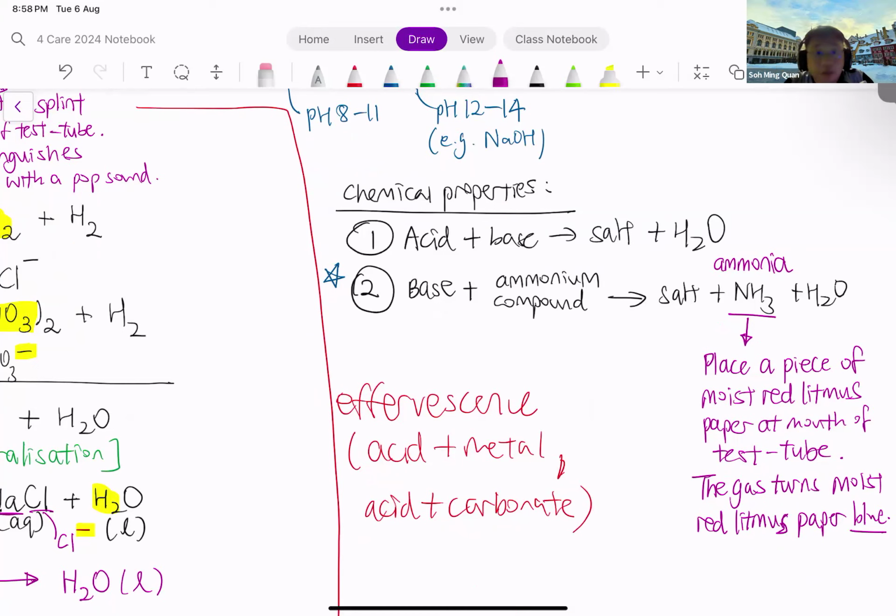Okay? Now, this reaction, many students will forget. So please try not to forget, okay? Base plus ammonium compound forms the salt, ammonia gas, and water.